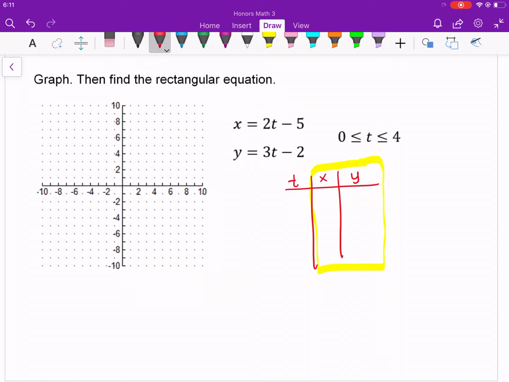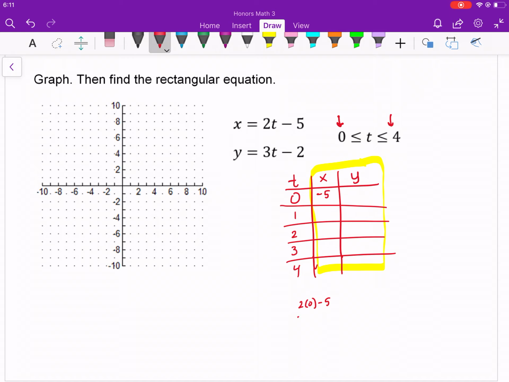Okay, so our t value, they'll often give you some restrictions on our parameter. So we're going to go between 0 and 4. So I'm just going to go ahead and plug in everything between 0 and 4, and then plug them in to each equation. So to find x, for this first one, I'm just doing 2 times 0 minus 5, which is negative 5. Then I do 2 times 1 minus 5, which is negative 3. In fact, since the slope is 2, I'm just going to go up by 2 every time. So negative 1, 1, and 3.